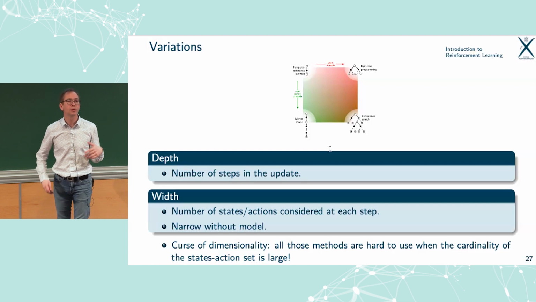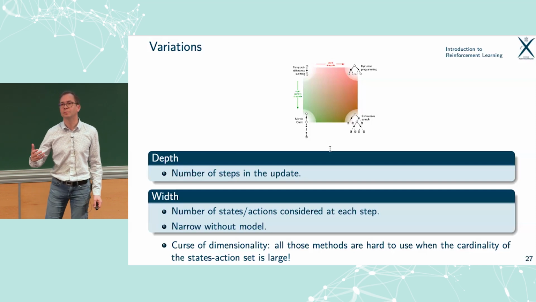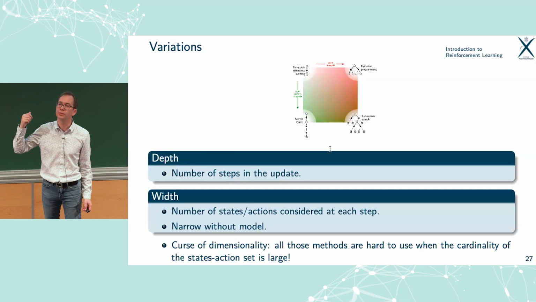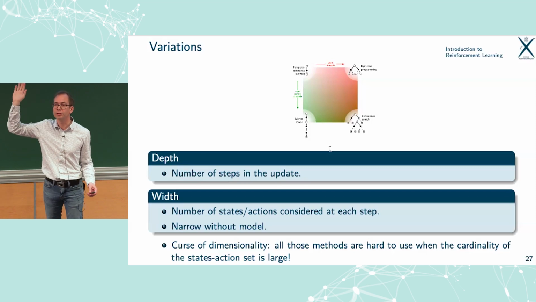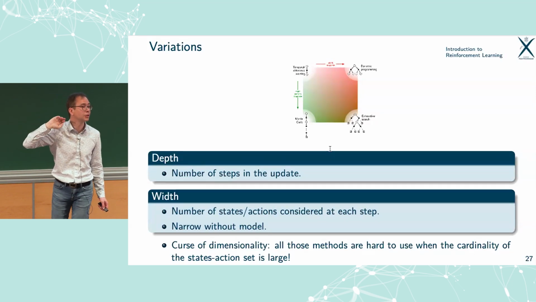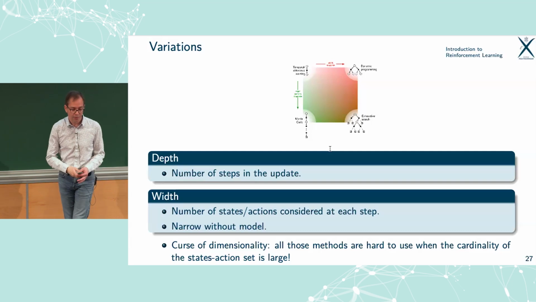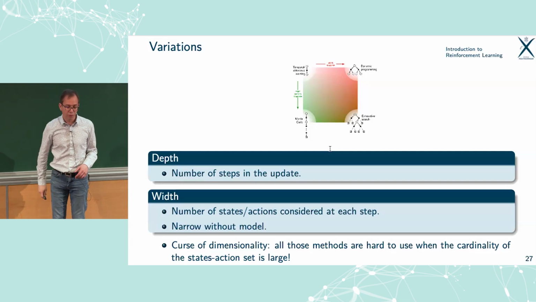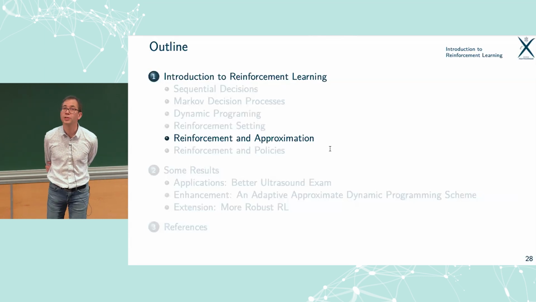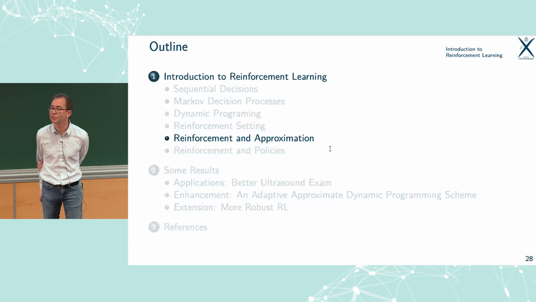Why? Because basically I'm assuming that I can store a huge amount of information. I need to have a value, basically, for each pair of state and action. And that could be very large. Are we doomed? Not completely. We can use approximation. And I'm pretty sure this is something that you know.